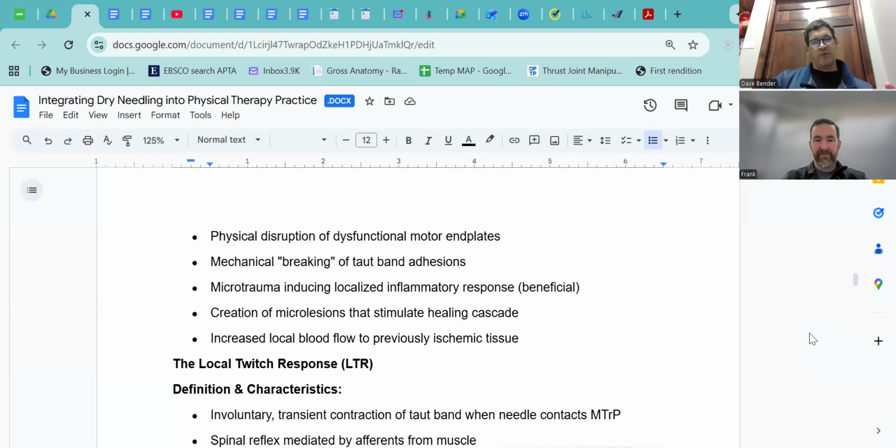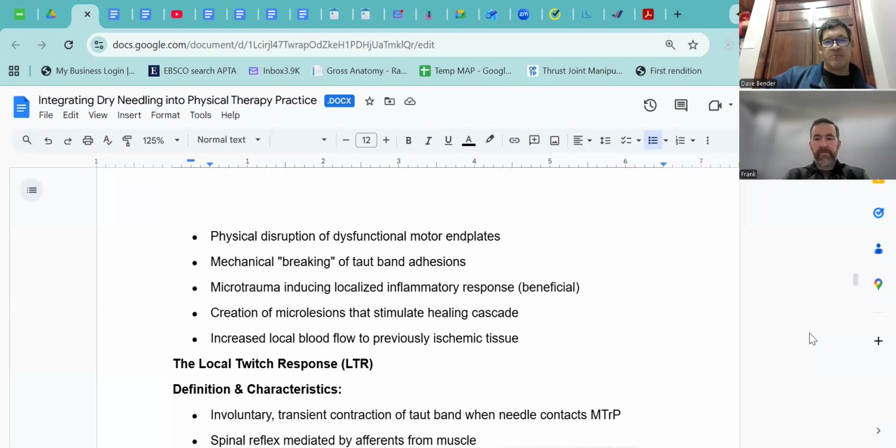Mechanically breaking that taut band or adhesion that we talked about, where you get that sarcomere windup and tensioning, by releasing that area, decreasing the tension in that band is one effect. Micro trauma induces a localized inflammatory response. I mean this in a beneficial way, and that's where some people, because of the increased blood flow to that area that occurs directly after needling, may feel a flush and a reduction in some of that chemically mediated pain.